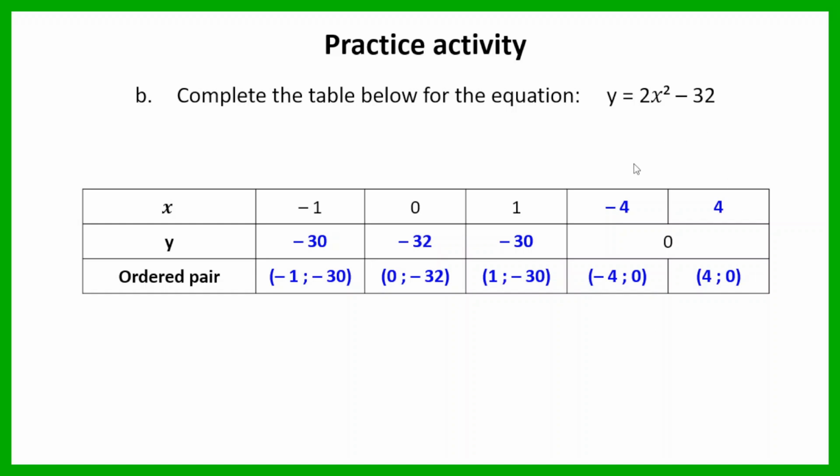So when you have x squared in your equation, you need to be careful that there will sometimes be more than one x value that will give you a particular y value. You have to take both the positive and negative values into account. Okay, and that is how we generate tables of ordered pairs, by substituting into equations.